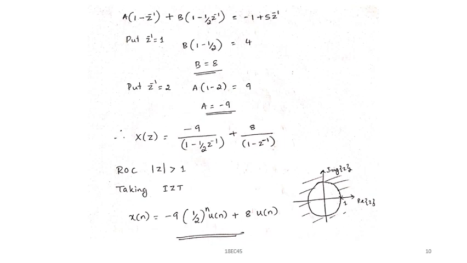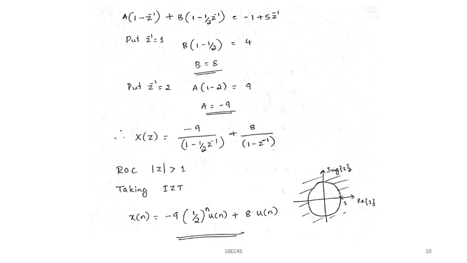Again, to find the value of A, put z inverse is equal to 2. We'll get A into 1 minus 2. In the second term here, I'll substitute 2 here. 2 divided by 2 is 1, minus 1 is 0. So the second term will be 0. Therefore, at the right hand side, you'll get minus 1 plus 5 into 2, so it is 9. So you'll get A is minus 9. Therefore, X of z is equal to minus 9 divided by 1 minus 1 by 2 z inverse plus 8 divided by 1 minus z inverse.